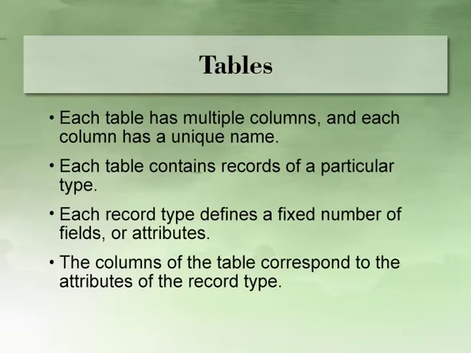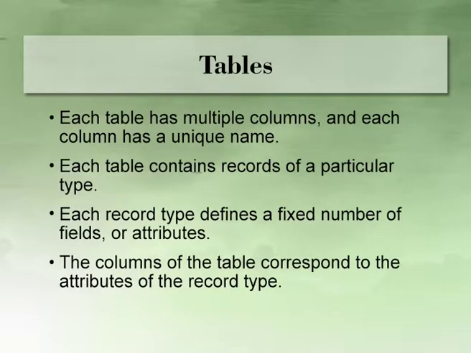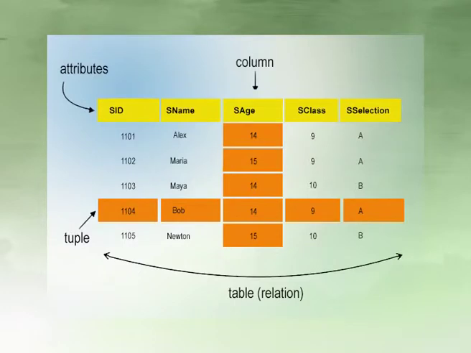The columns of the table correspond to the attributes of the record type. Suppose you take the column student ID, and that column has 10 records. That column student ID obviously tells you that these are the student IDs of all those 10 records. So, the columns of the table correspond to the attributes of the record type. Let us see an example over here.